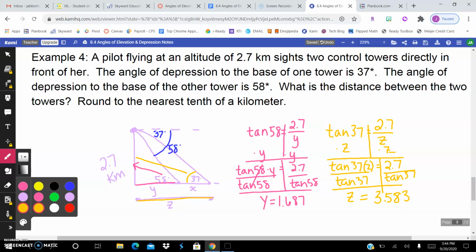If I know the entire distance and I know part of the distance is y, then I could just subtract these two. I could do 3.583 minus 1.687, and I get an answer of 1.896. It says round to the nearest tenth, so that's approximately 1.9, and we are talking about kilometers. So the distance between the two control towers is about 1.9 kilometers.